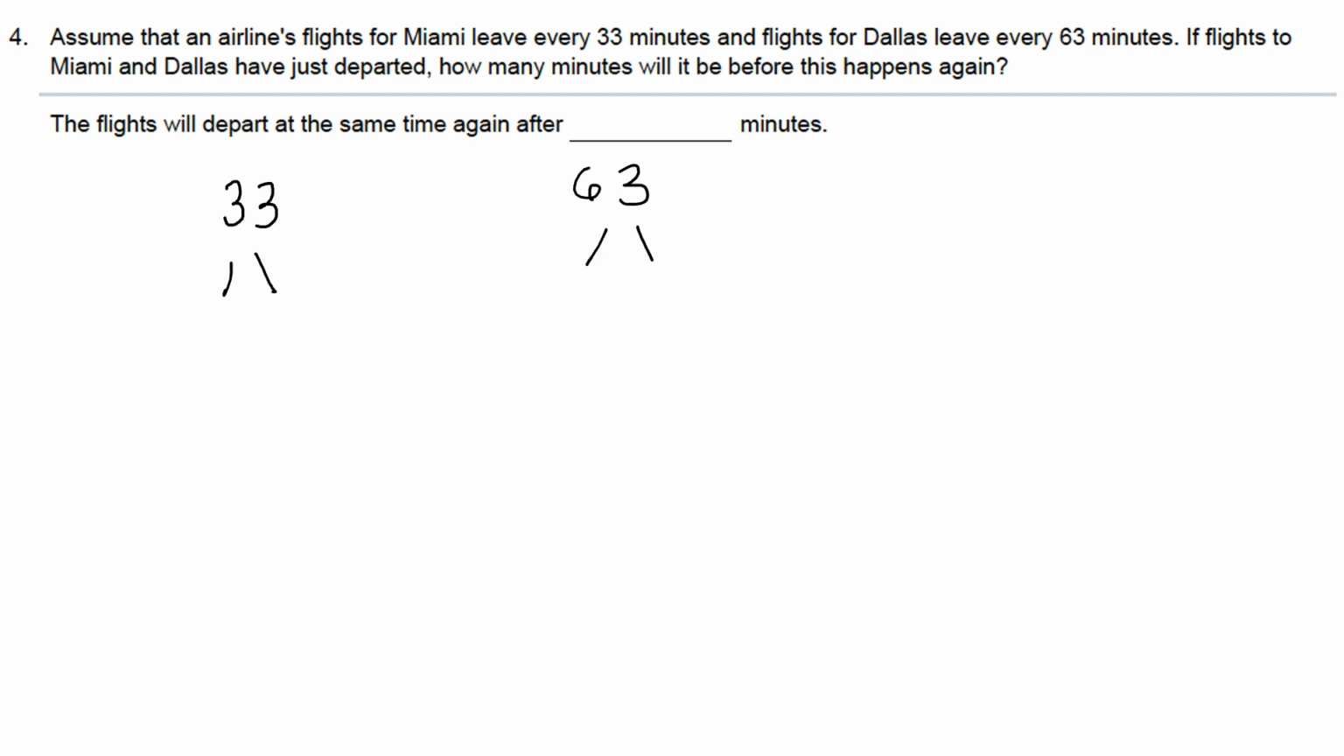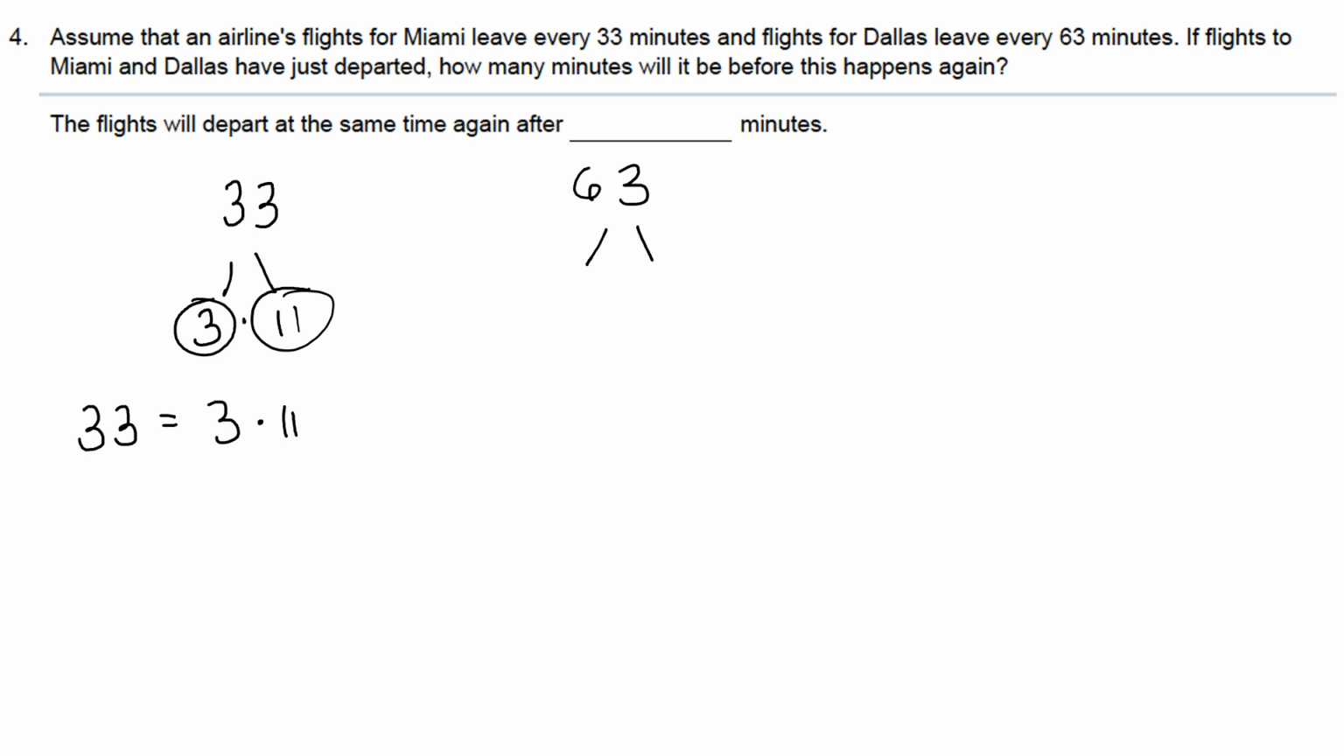So two numbers that when multiplied together give me 33 are 3 and 11. 3 is a prime number and 11 is a prime number. So the set of prime numbers for 33 is just 3 times 11.